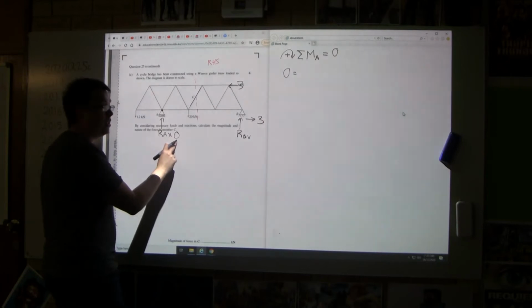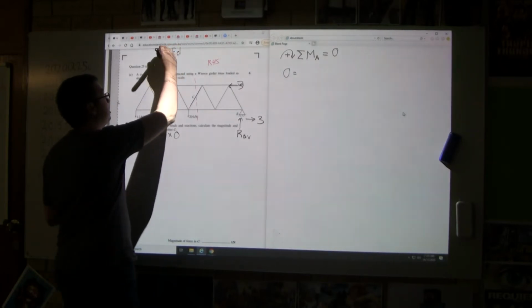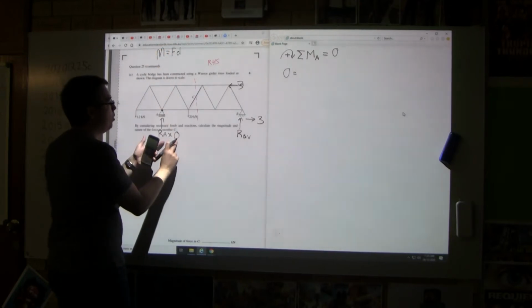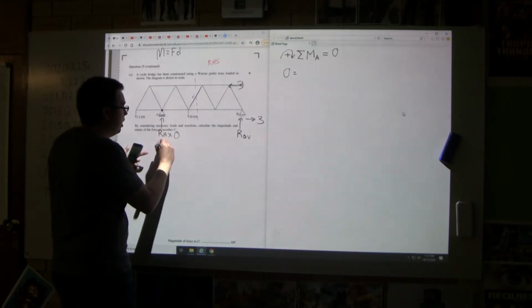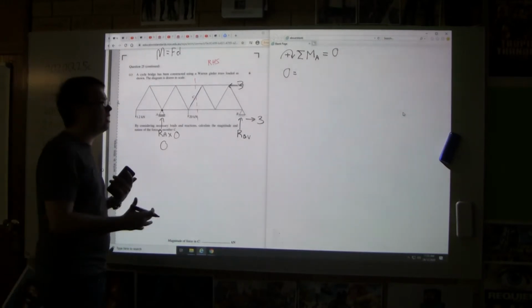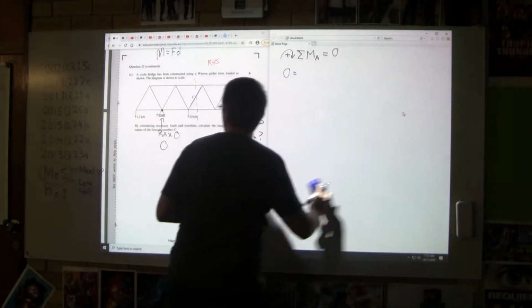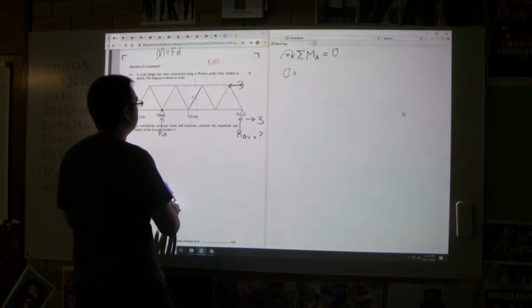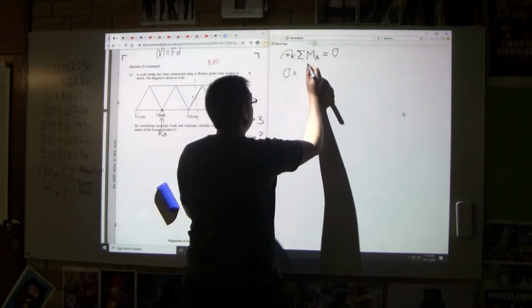RA times 0 distance, because a moment equals force times perpendicular distance, and I'm multiplying by 0, whenever I'm multiplying by 0, it's going to equal 0. So that means we can use that in our equation without messing things up, which leaves us this as our unknown.